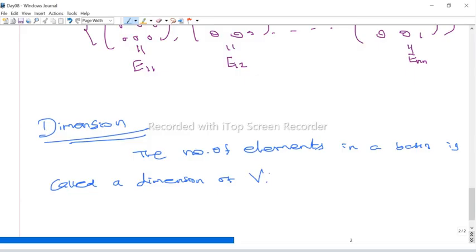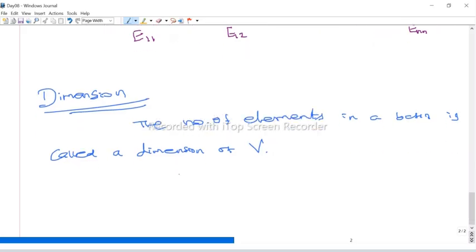And if you take any basis, the number of elements should be the same. If you take any two different bases, the number of elements in the bases should be the same. That is very important here. Any basis contains the same number of elements, but not the same elements. Suppose in a vector space V we have two bases, script B and script B dash. Then the cardinality of B, the number of elements in B, and the number of elements in B dash should be equal. That is a standard result.